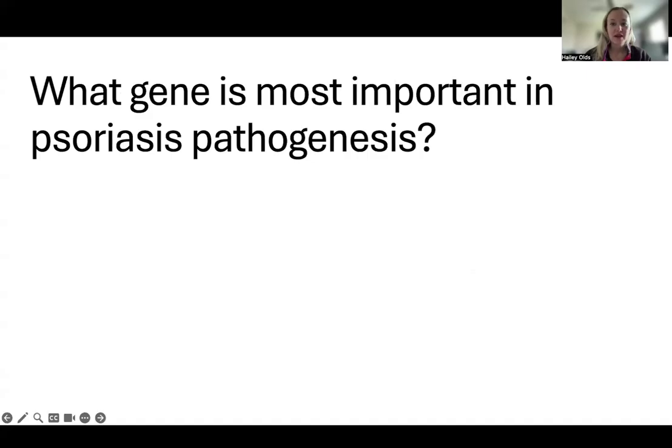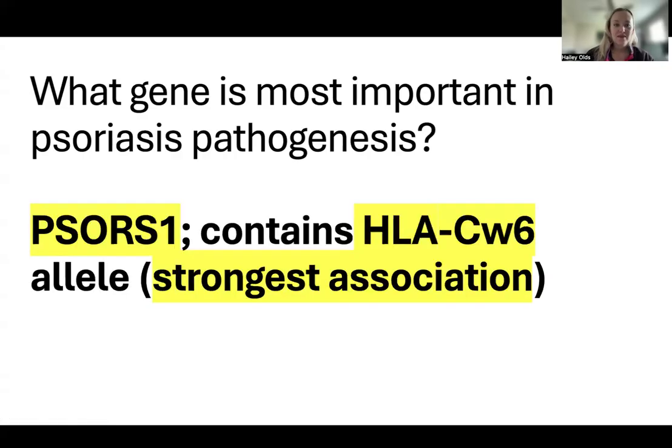Okay, so what gene is most important in psoriasis pathogenesis? And I'll pause. Feel free to pause if you need more time to think about it, and then we'll go through the answer. So this is source one, and this contains the HLA CW6 allele, which has the strongest association with psoriasis.